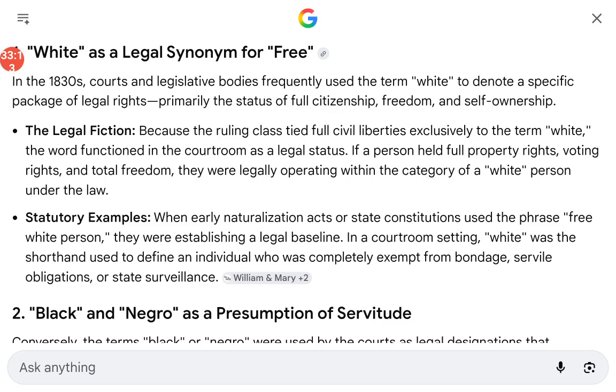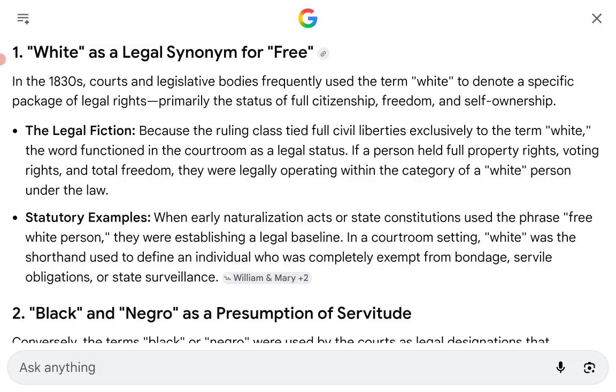So, white as a legal synonym for free. In the 1830s, the court and legislative bodies frequently used the term white to denote a specific package of legal rights, primarily the status of full citizenship, freedom, and self-ownership. Now, right, we're going to get them in a lie, because they called this a legal fiction, and it was not a legal fiction, because this is exactly what they're describing, which I'm going to show you after this. What they're describing right here is exactly how the term white functioned in the court of law.